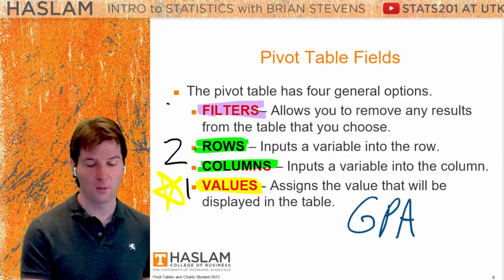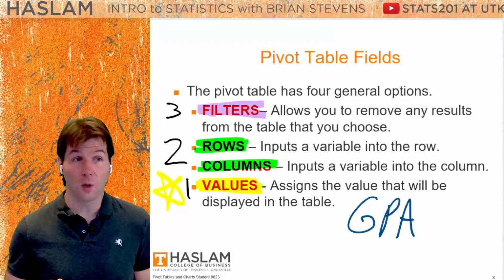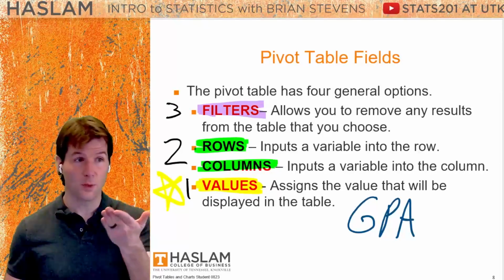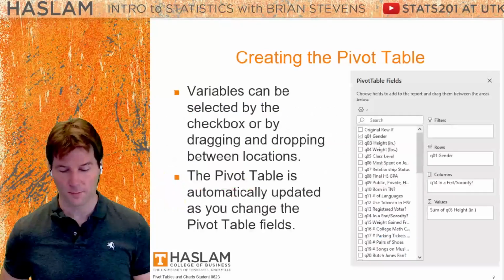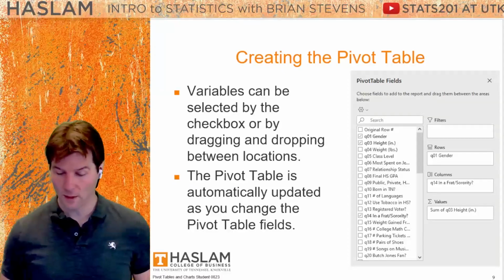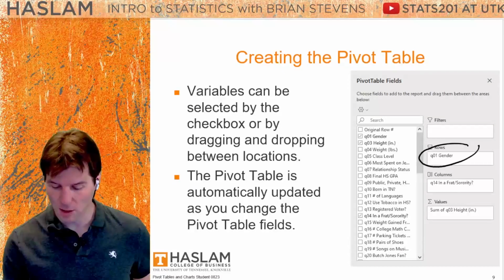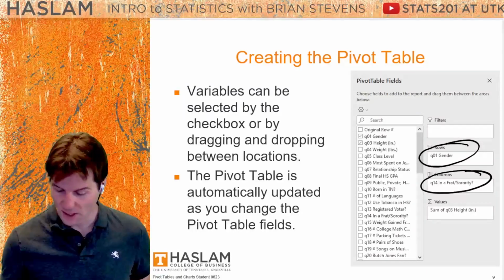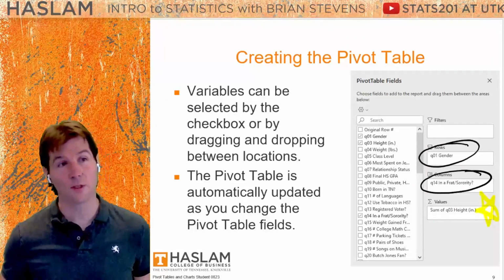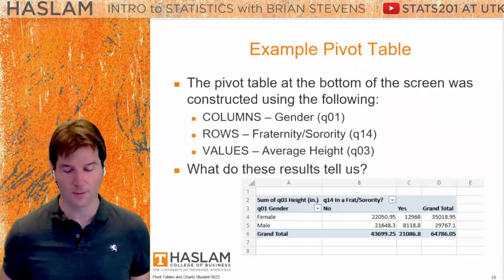And step 3, remove things. And truthfully, the only thing you have to do is put a value to show when making a pivot table or pivot chart. So the only required one is the values. You can see right here, we are subdividing by gender and fraternity sorority, and we are looking at people's heights. So that is what is going to be displayed in this pivot table.